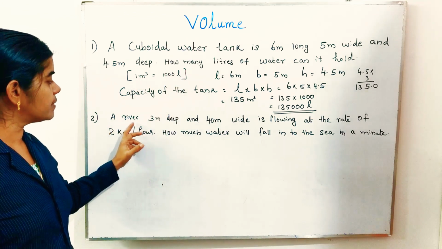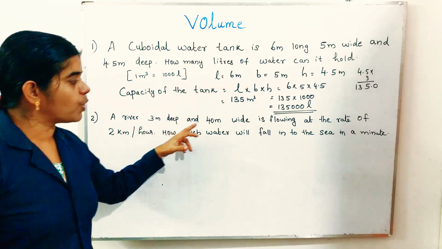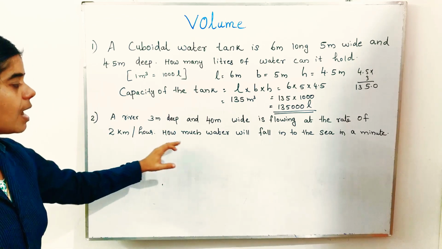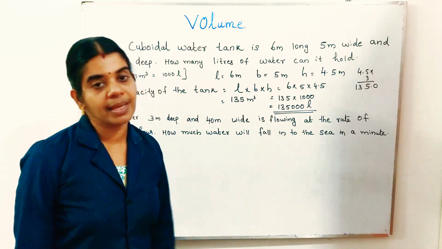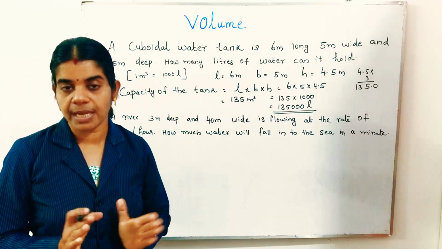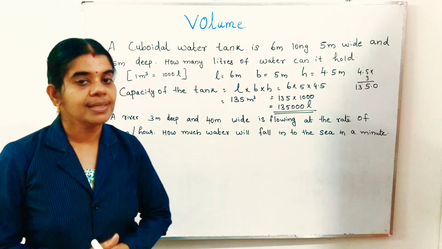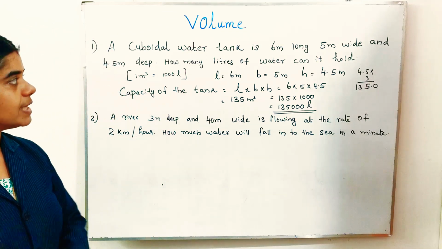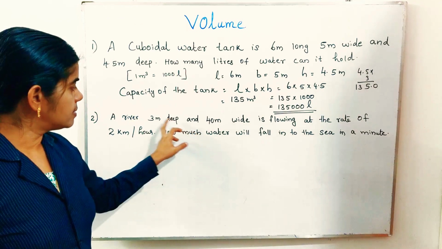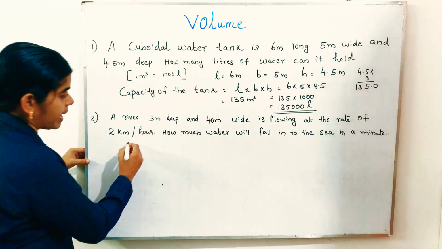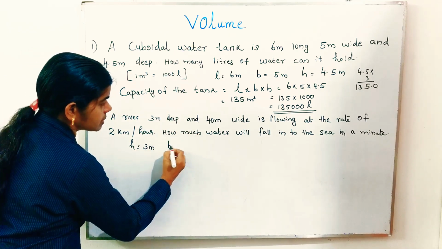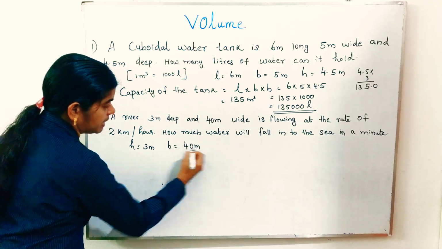Next question. A river 3 meter deep and 40 meter wide is flowing at the rate of 2 km per hour. How much water will fall into the sea in a minute? A river means that will be in the shape of a cuboid, like a water tank. Cuboid water tank like that we will take for the river also. Then 3 meter deep, we can take H is equal to 3 meter. Then 40 meter wide, that is B, we can take as 40 meter.